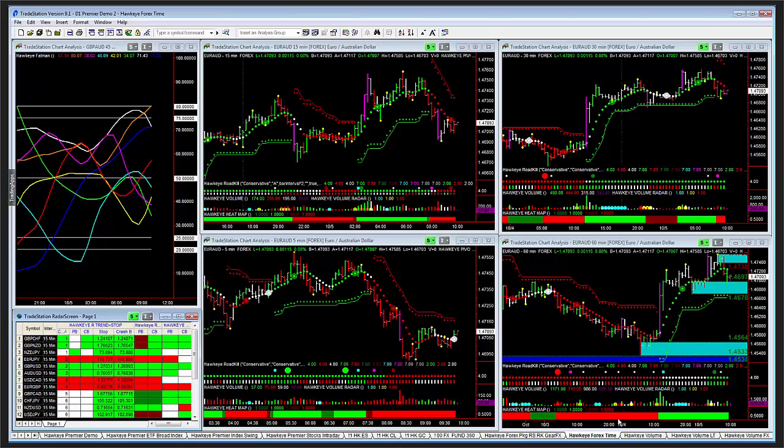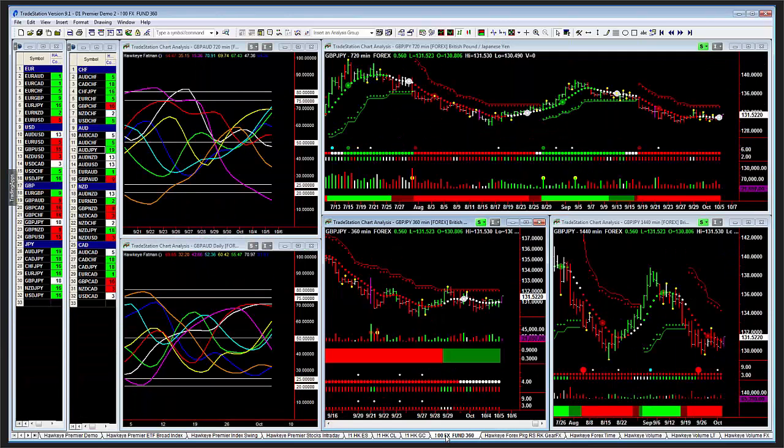Okay? So I've gone through these different examples. If you're looking longer term, shorter term, it doesn't matter. Hawkeye tools are designed to conform to your trading style, not the other way around. You don't have to change your trading style in order to make a system work.